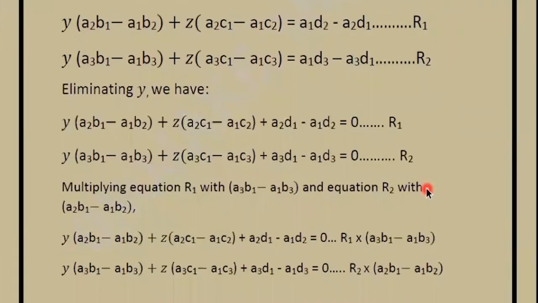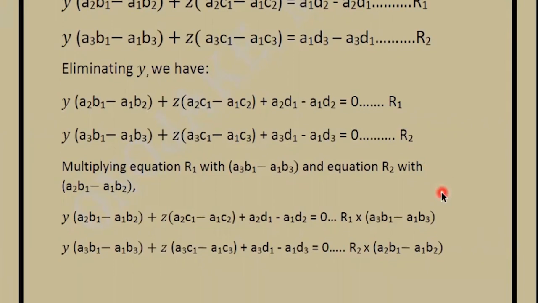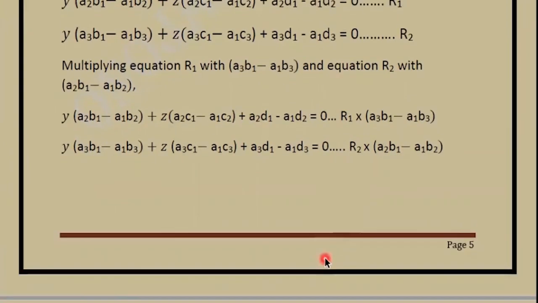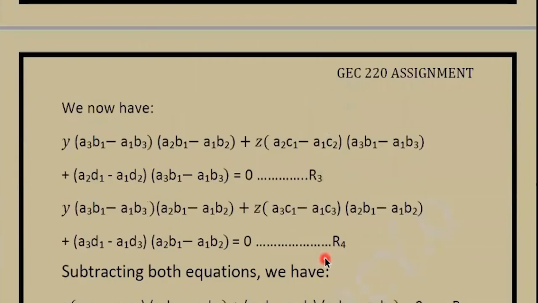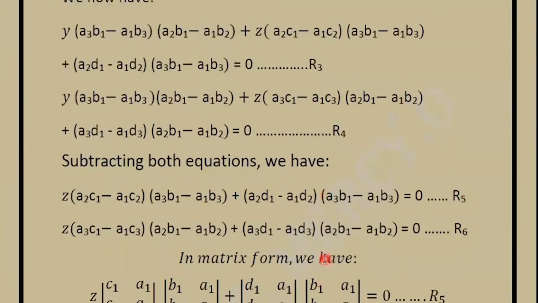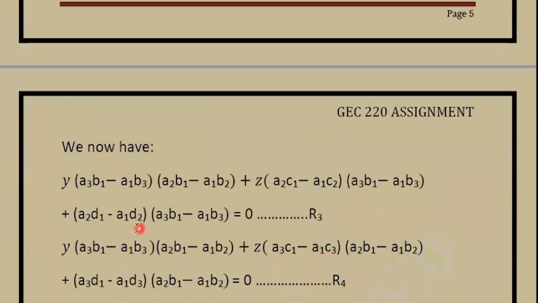Although this may look a little bit longer because of the many coefficients that have been allotted to these variables, just look at it closely and we move. Having eliminated y, we now have this and this.